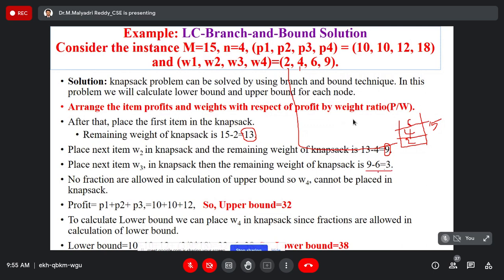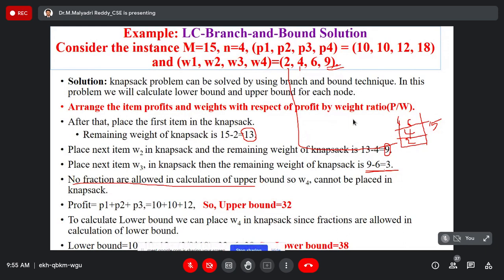Remaining is 3, sir. 3. Check whether the fourth object can be placed or not. No, sir. So we can place only the first, second and third, but not the fourth, because fractional values are not allowed in this branch and bound situation.